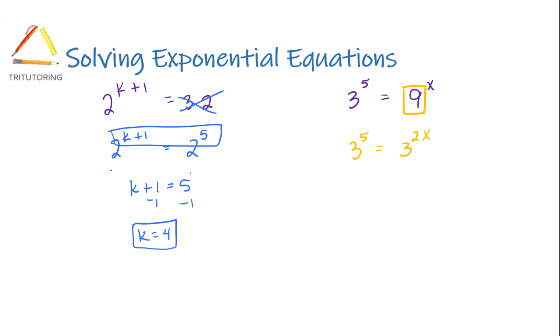but I've only replaced the 9 part of it. I haven't replaced the x, so I still need to bring down that x as part of my exponent as well. So I can rewrite this as 3 to the 5th equals 3 to the 2x, changing that 9 into a 3 squared. Now that I have the same base on both sides, I let those exponents equal. So let 5 equal 2x. To get x by itself, we divide by 2. So for my final answer, I have x equals 5 over 2.